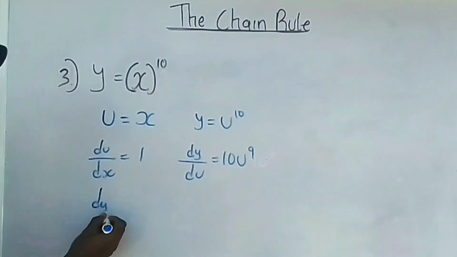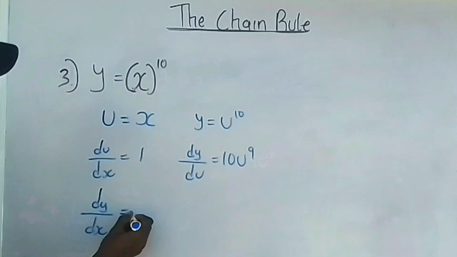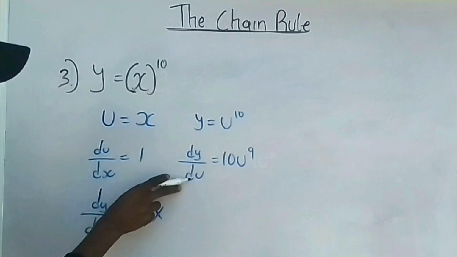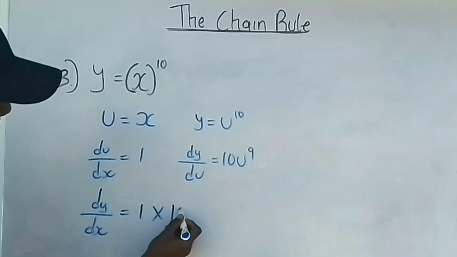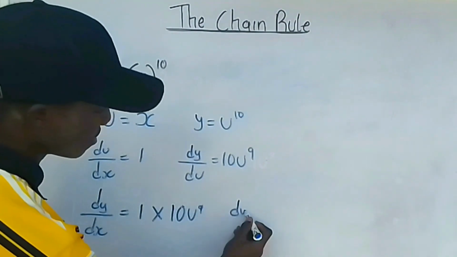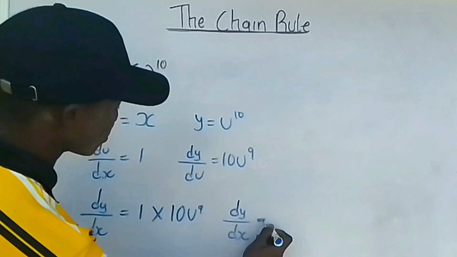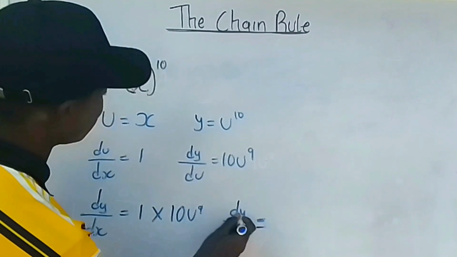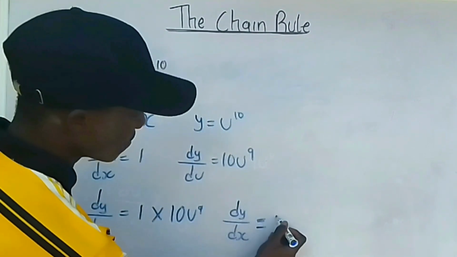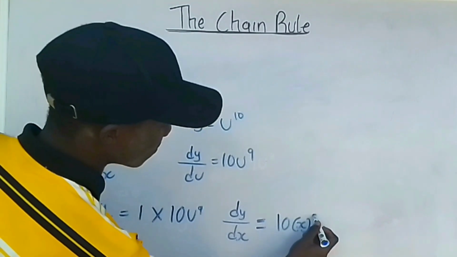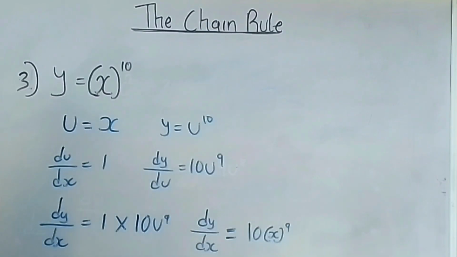dy/dx is equal to du/dx, which is 1, multiplied by dy/du, which is 10u raised to the power of 9. That is 10u raised to the power of 9. So substitute the value of u equal to x. In that case, I'm going to have 10 into bracket x raised to the power of 9. Now let us make use of the power rule of differentiation to differentiate this function.